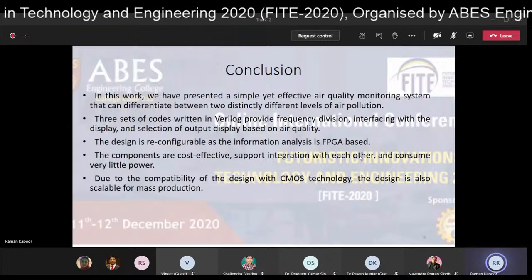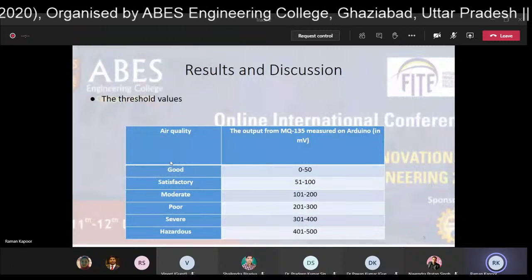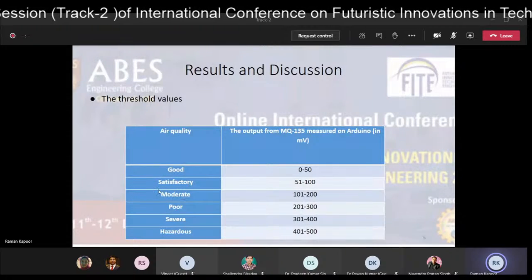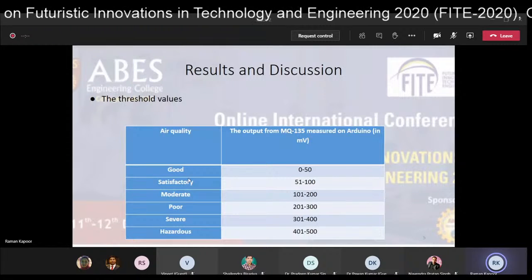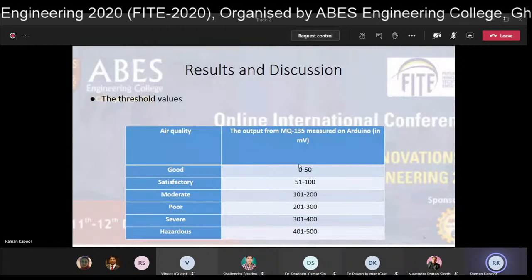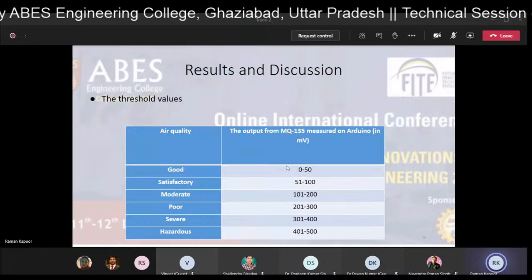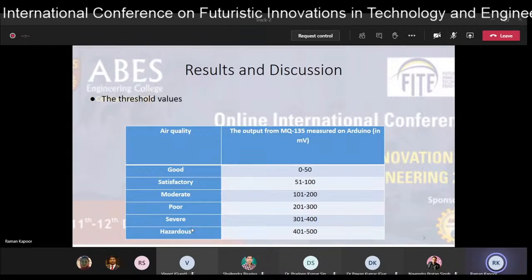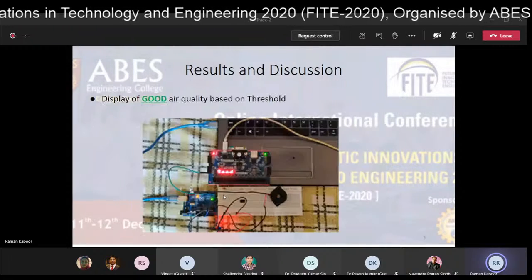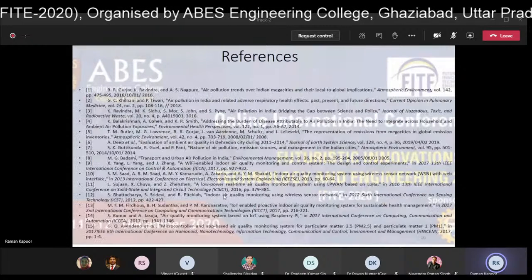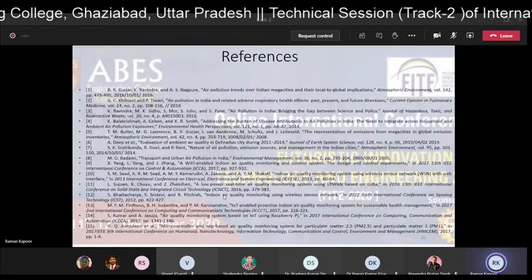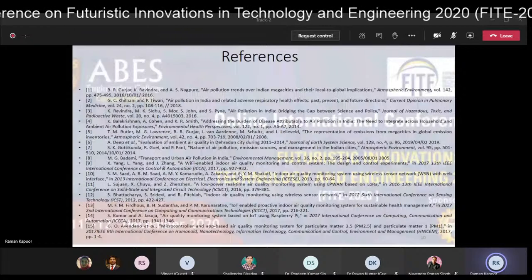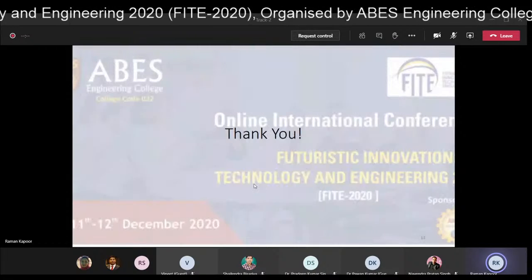So going forward, I think our next aim is to modify our code to take these things also into account. So rather than having a threshold at moderate, we can modify our code to use these small steps of voltages, so that we can also display hazardous air quality or good air quality if we manage to get that. And these are our references. Most of the references are related to the integration aspect of the project. And that's about it. Thank you.